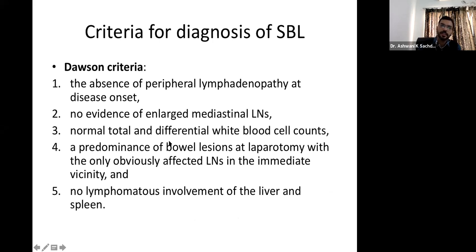What is the criteria for diagnosis of small bowel lymphoma? Basically Dawson's criteria is used. In this, the 5 criteria are: absence of any peripheral lymphadenopathy, no evidence of enlarged mediastinal lymph nodes, and total and differential white blood cell counts are normal.